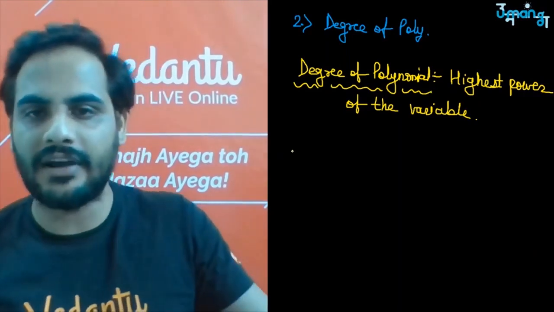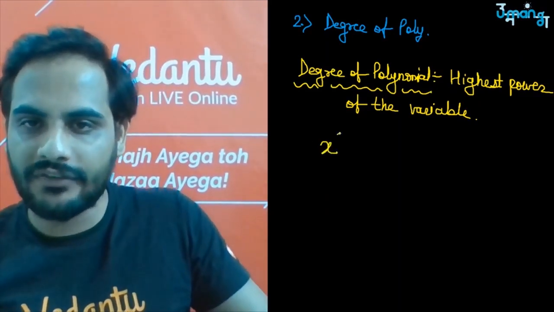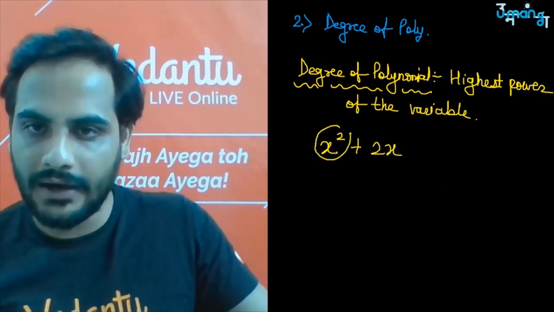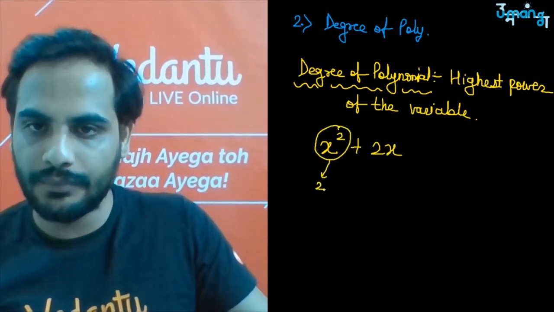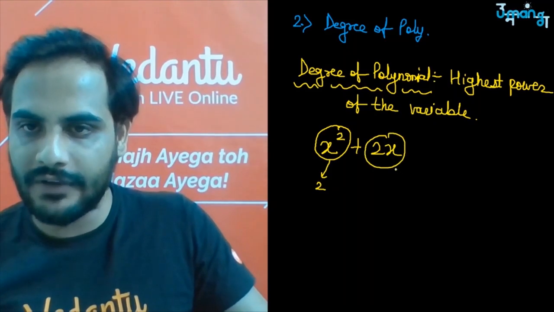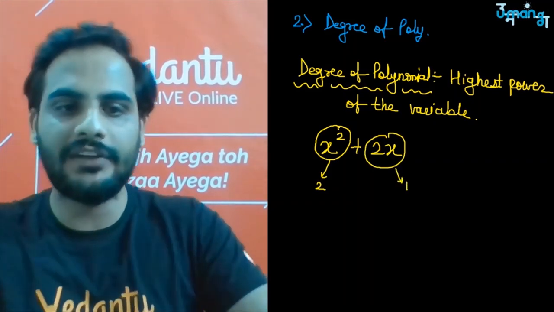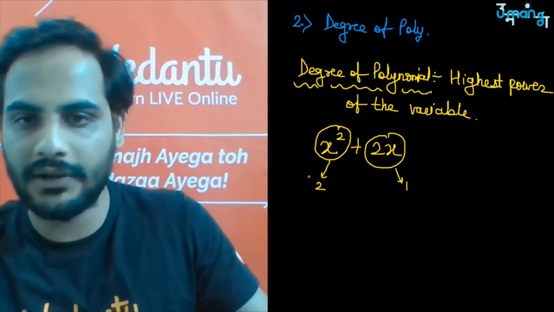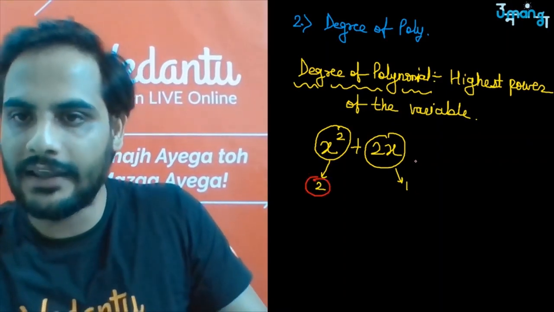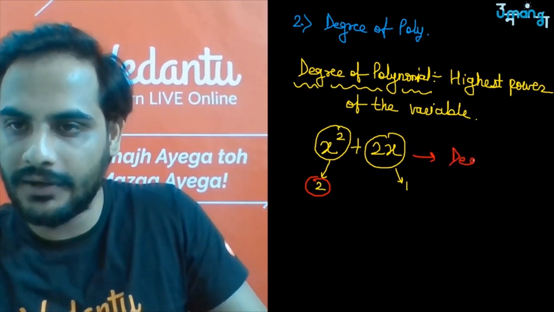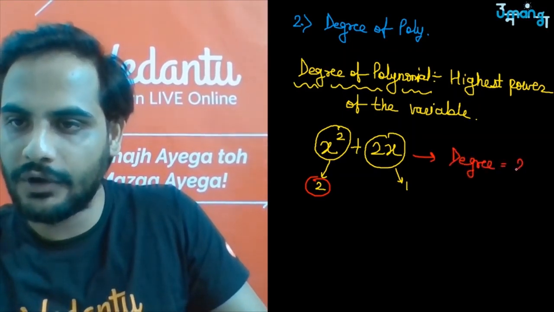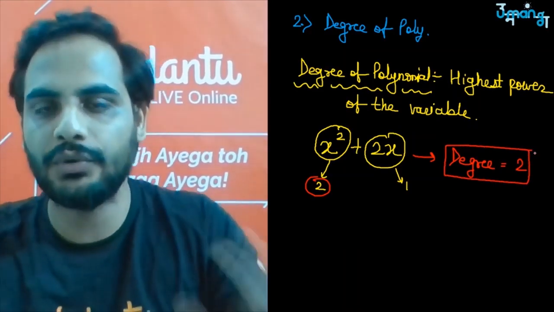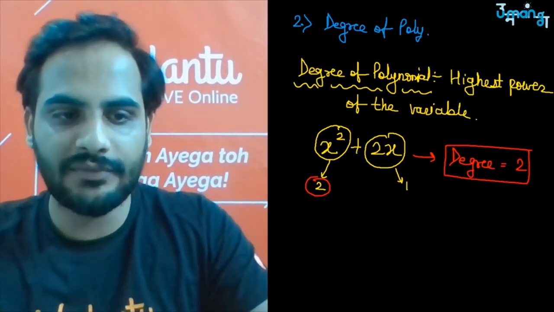Let's take an example. Suppose I give you x square plus 2x. In this part, power of the variable is 2. In this part, power of the variable is 1. So you will see that the highest power of the variable in this whole polynomial is 2. So I can say the degree of this polynomial will be equal to 2. Got it? Then let's move to one more example.